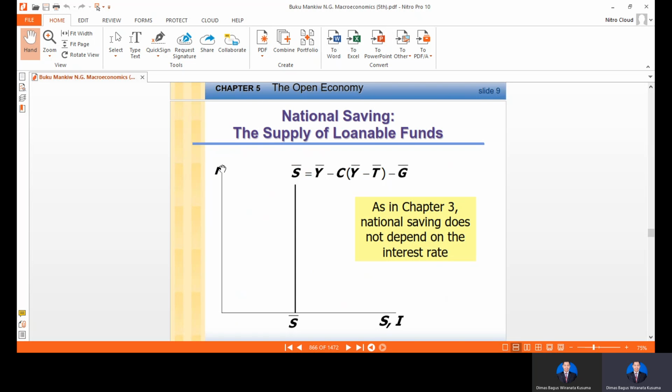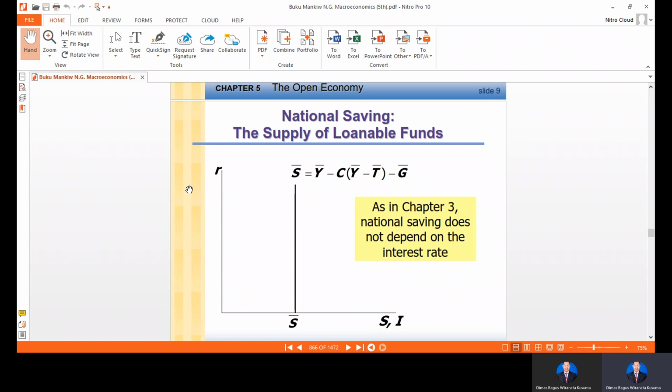Here is a simple graph to show the national saving as the supply of loanable funds. The vertical axis is the real interest rate, and the horizontal axis is saving and investment. As in chapter 3, national saving does not depend on the interest rate. National saving is independent from the interest rate, because national saving is basically the difference between the output produced domestically minus domestic consumption and domestic government spending.